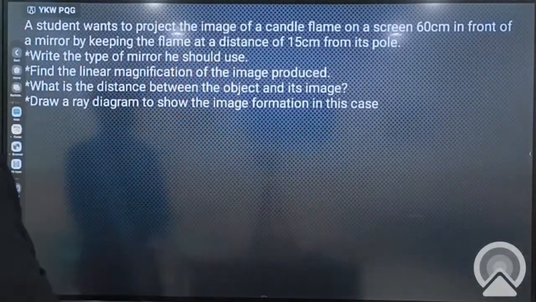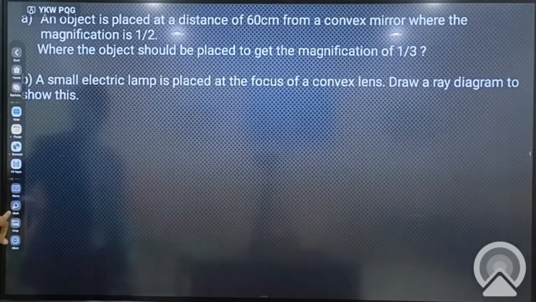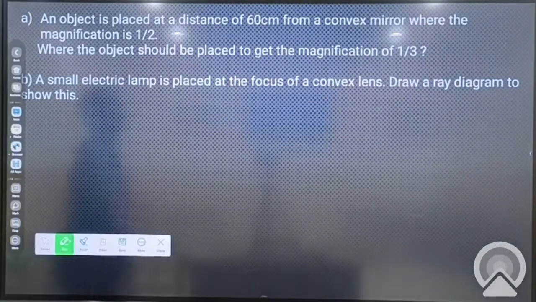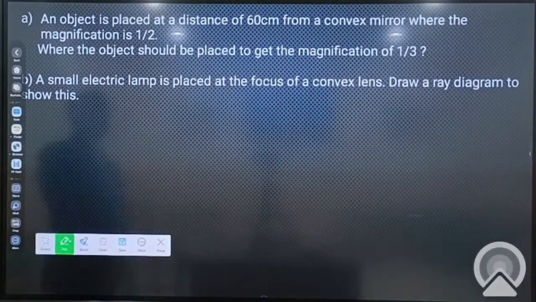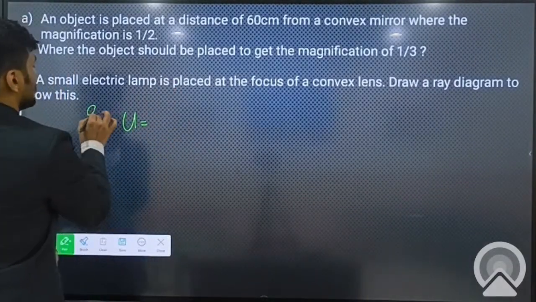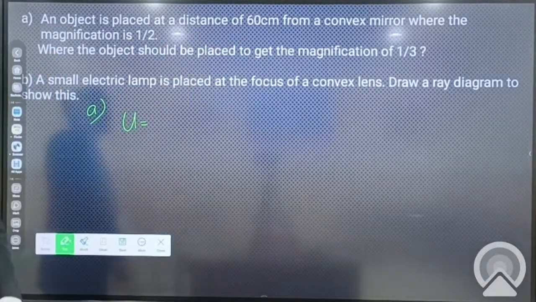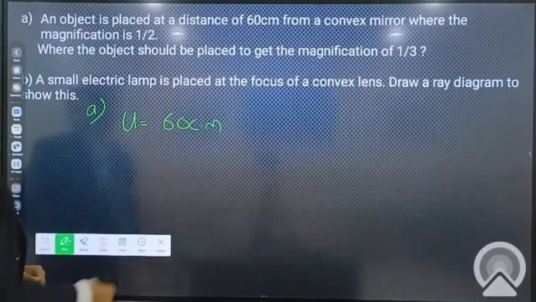So next question. An object is placed at a distance of 60 centimeter from a convex mirror. So here u is given. The object is placed at 60 centimeter from a convex mirror, that is, u is given, 60 centimeter.